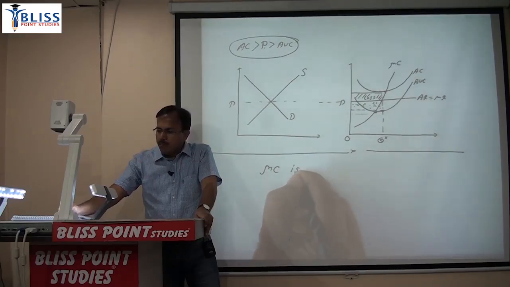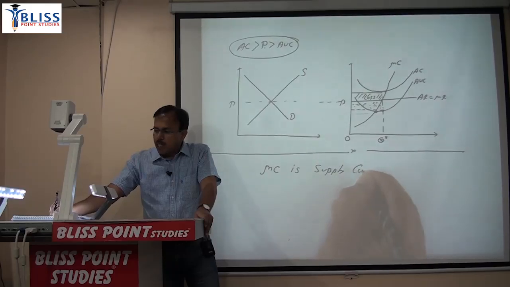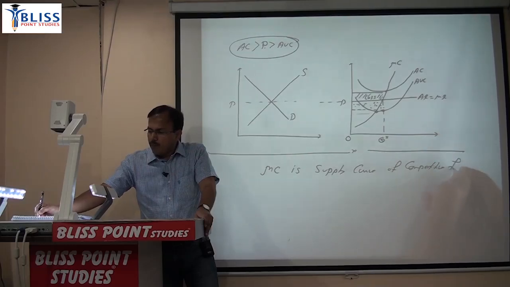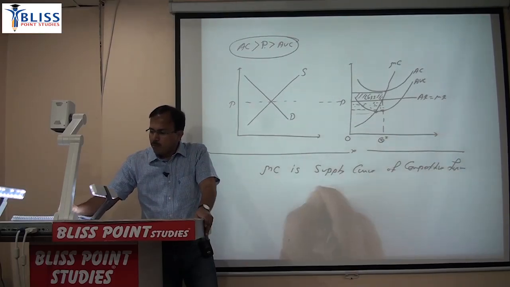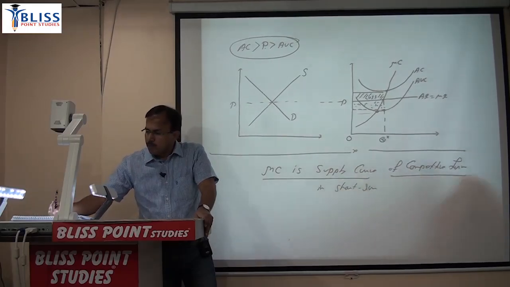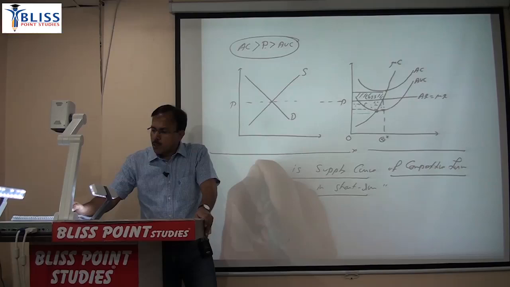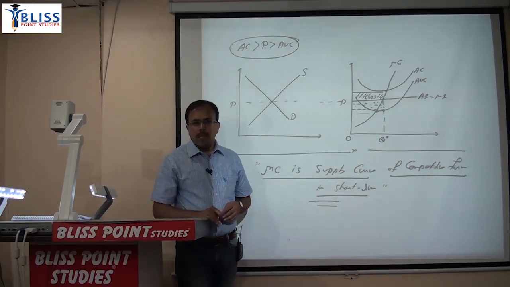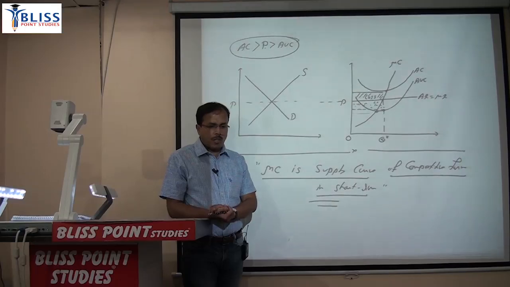Marginal cost curve is supply curve of competitive firm in short run. Make this heading. You have to explain that. Marginal cost curve is supply curve of a competitive firm in the short run.